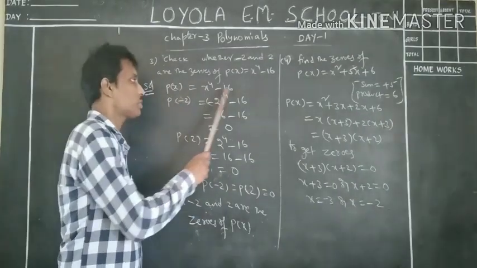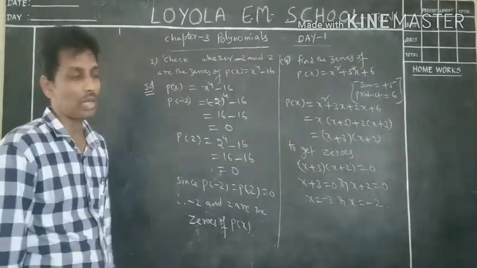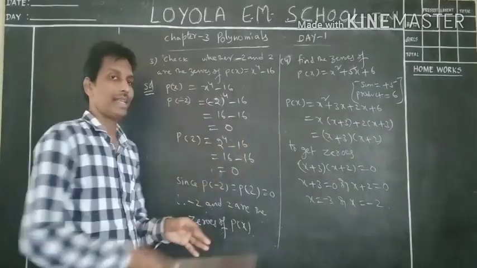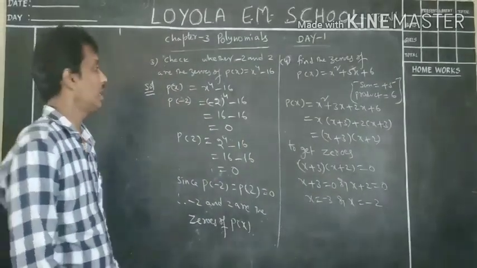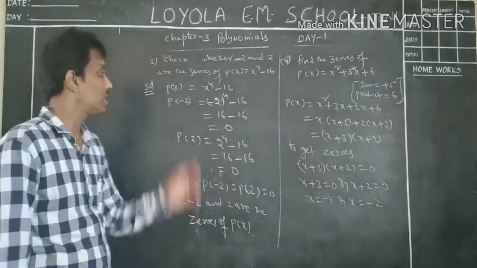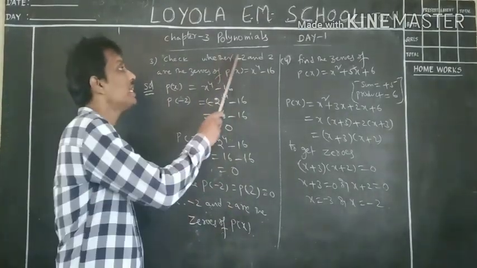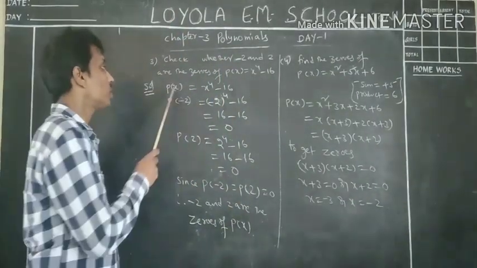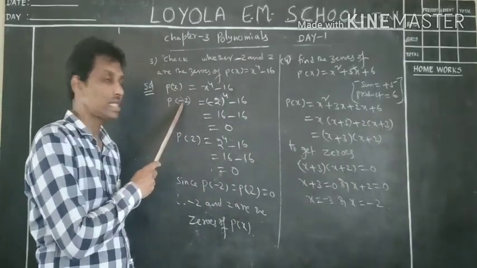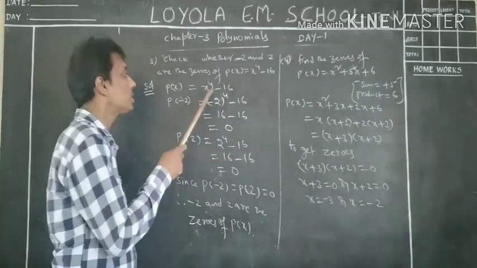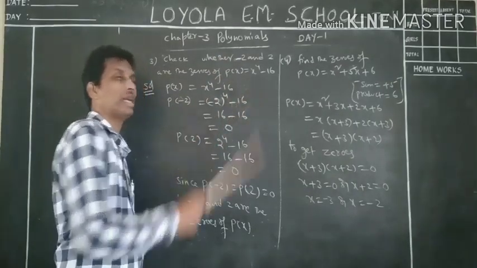So p of x is equal to x power 4 minus 16 is the given polynomial. Here x is present. Instead of this x variable, I am substituting minus 2 at first. So now p of x changes as p of minus 2 equal to minus 2 whole power 4 minus 16.